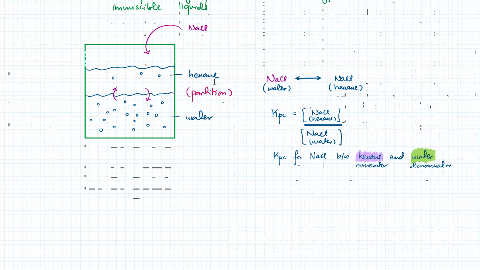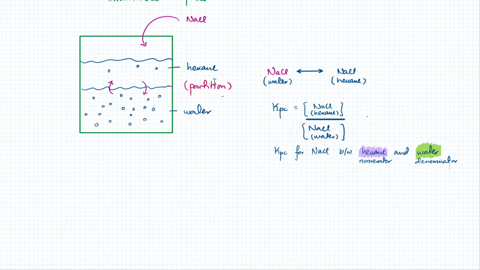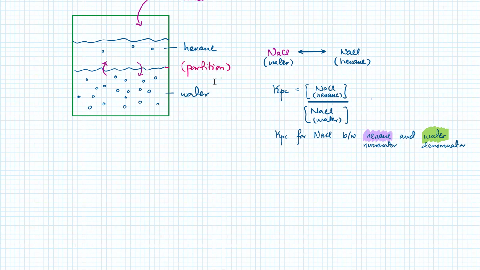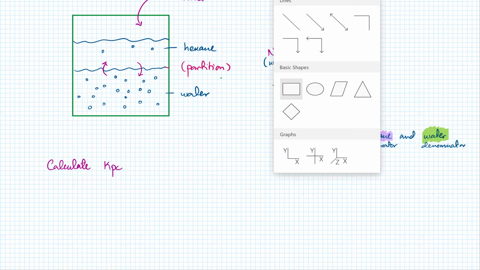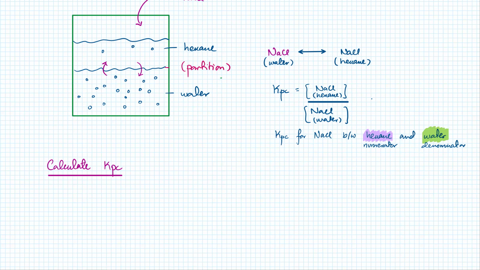So you're going to get two types of questions. The first type of question is that you calculate KPC. That's the first one. So simple reaction, calculate KPC.